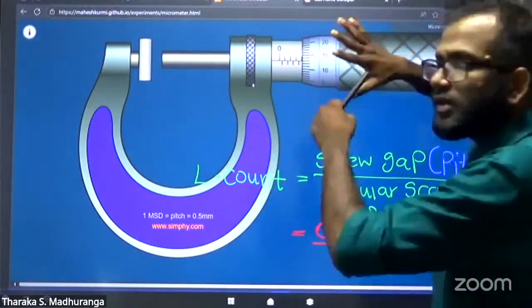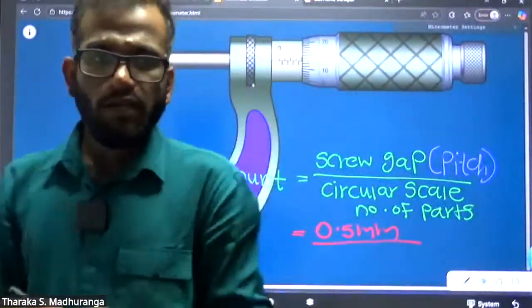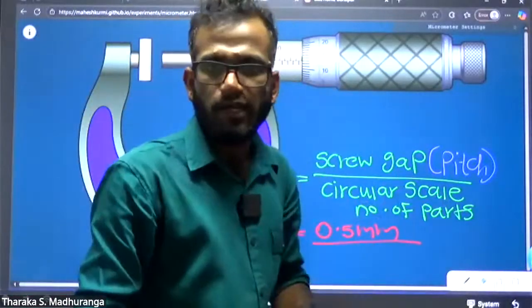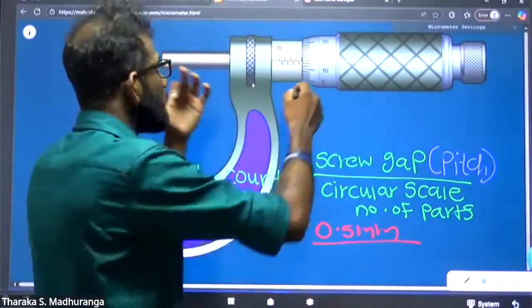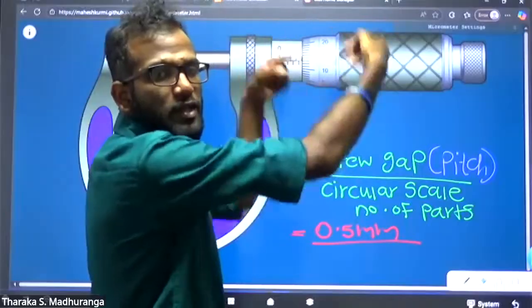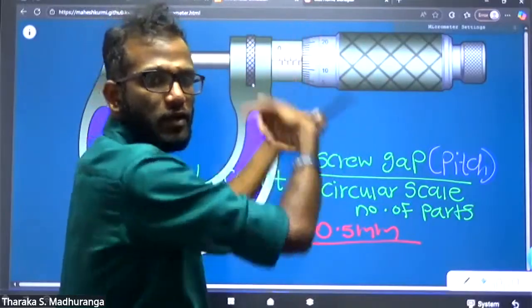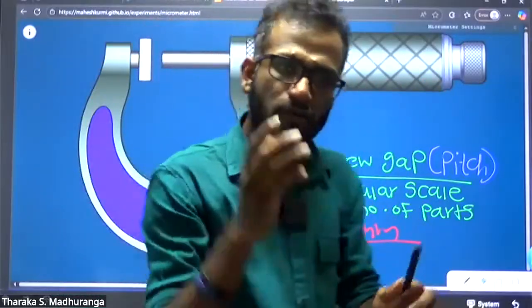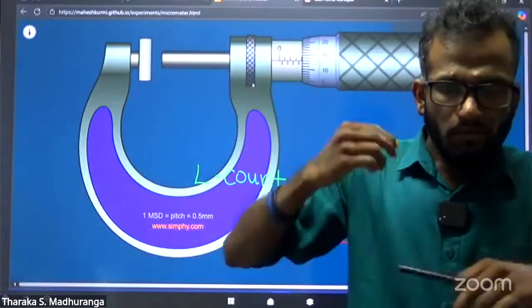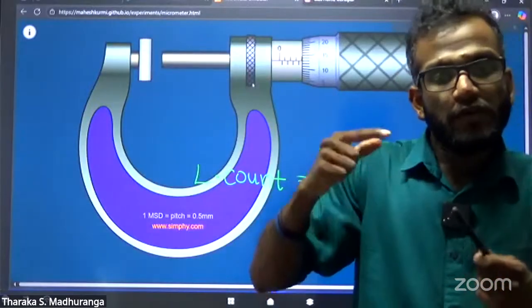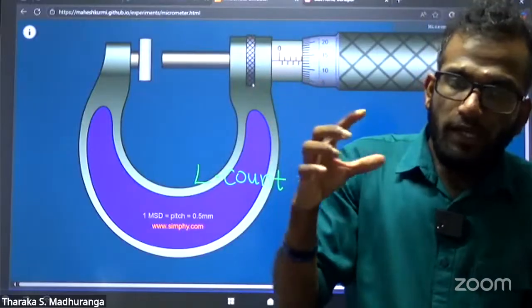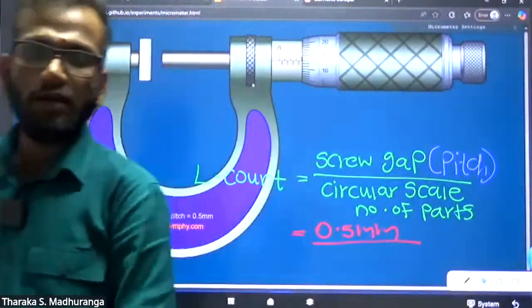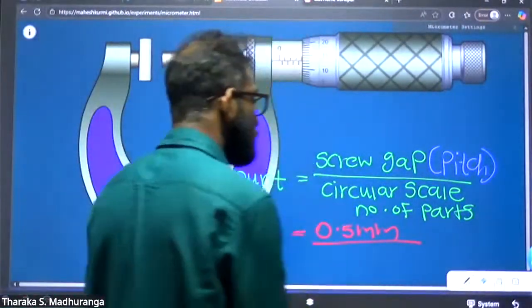I told you last day, if you can watch the last week recording, when it rotates one full revolution along the linear scale, if I rotate one revolution in the upward direction, it goes to this side. If I rotate in the opposite direction, it goes the other way. The amount is the same, whatever the direction. While the circular scale rotates one revolution along the linear scale, the distance it moves, that we call the screw gap. Understand? Screw gap.